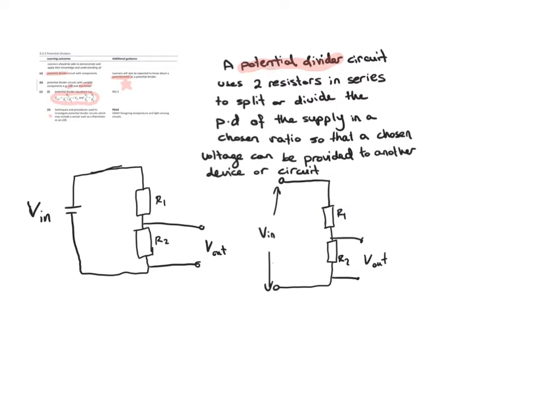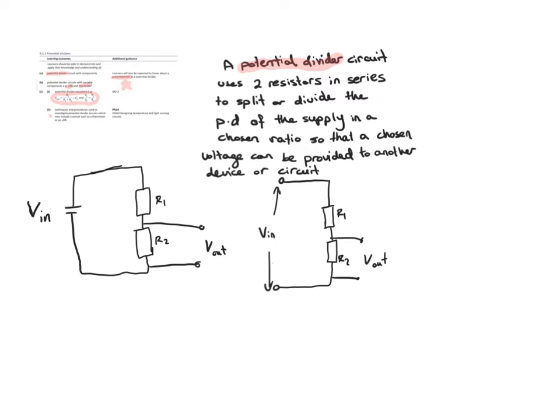showing potential dividers. So it contains two resistors, they're in series, and they're used to split or divide the potential difference of the supply. So whatever we give in, these two resistances in series split the potential difference in different portions depending on the resistance, so that a chosen voltage can be provided, or a chosen potential difference can be provided to another device or circuit. I will clear out the highlighting so that it's a bit clearer to see what I will be explaining.